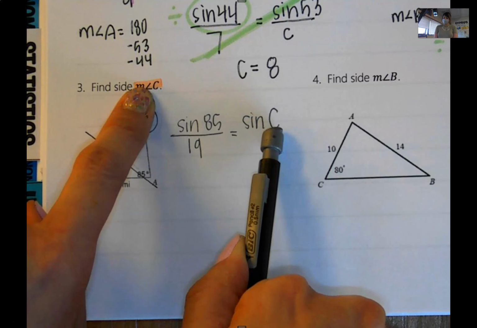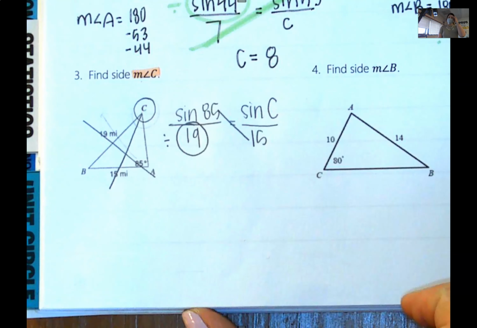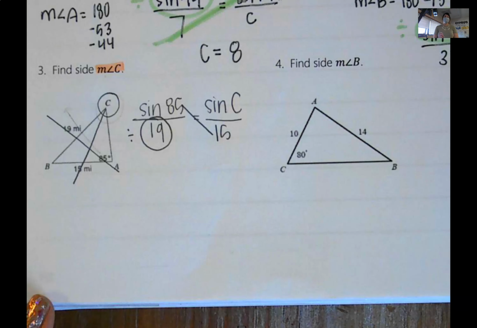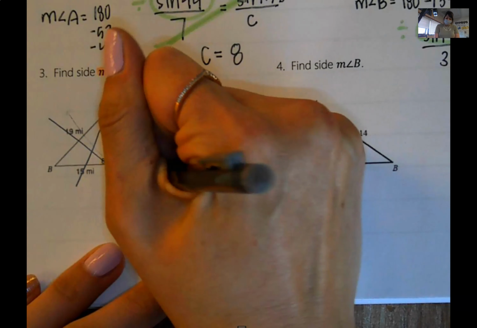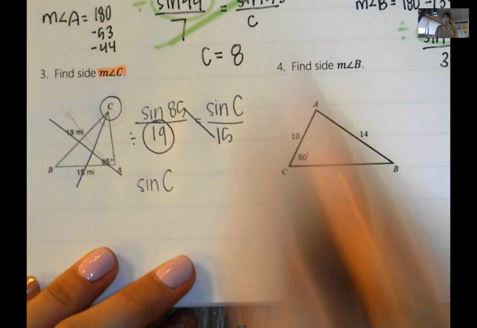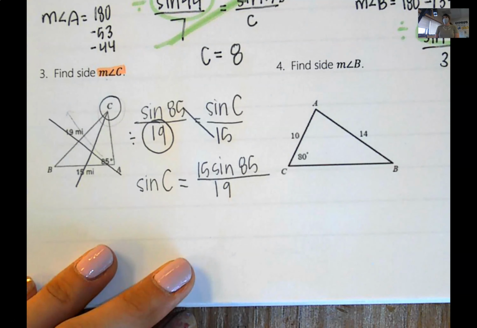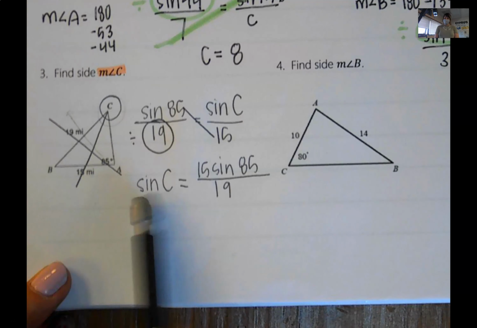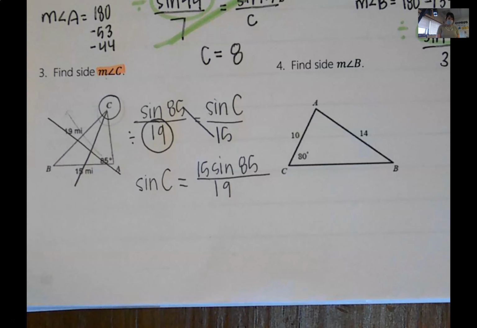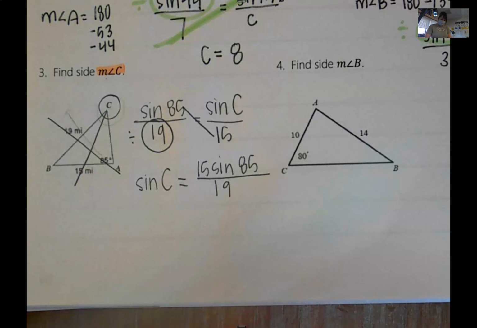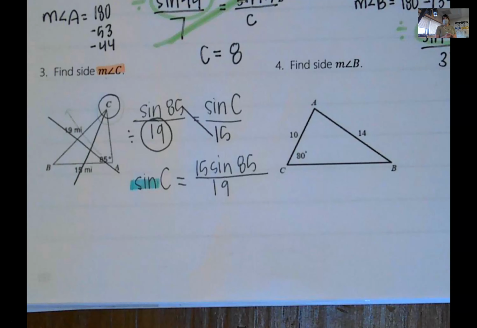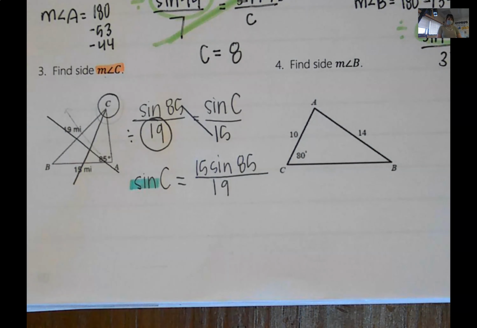Now, just like last time, we can cross multiply and divide. However, when we do this, we do not get angle C. What we get is that the sine of C is equal to 15 sine 85 over 19. The problem is we can't have sine there. We have to figure out a way to get rid of that sine so that it just says C. And this is the function that we haven't talked about this year.